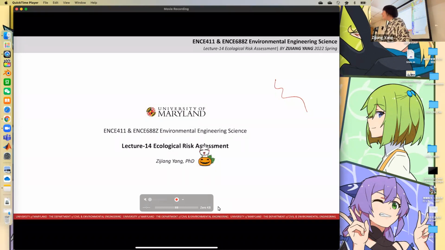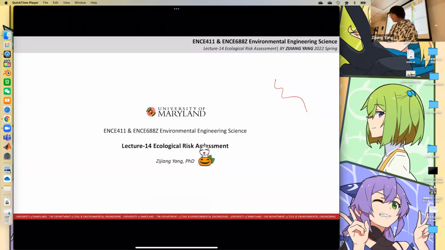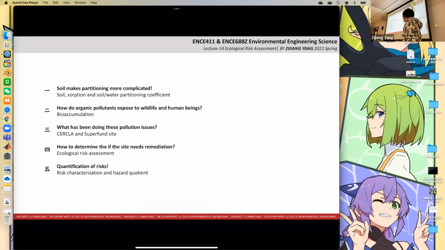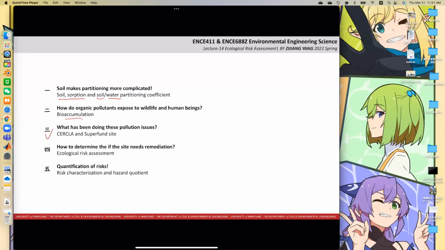So today we are going to talk about ecological risk assessments. But before we talk about risk assessments, I want to talk more about the partitioning coefficients between different phases. First, the soil and the partitioning coefficients between soil and water. And then the partitioning between the environments and the biota, or the organisms. And then, before we go to the risk assessments, I want to talk a little bit about the history or the background. And then we are going to talk about risk assessment and the characterization of the risk.